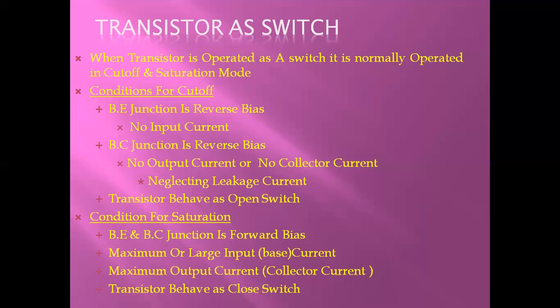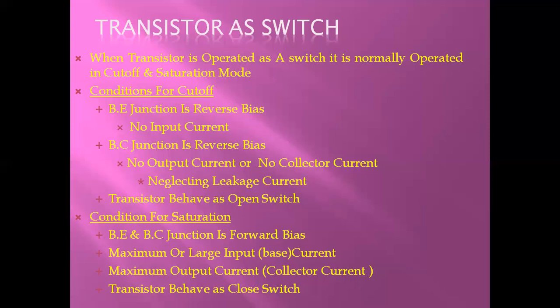So obviously we neglect the leakage currents because there is no collector current and no output. So the transistor here behaves as an open switch. Now the conditions in the case of the saturation mode of operation: the base emitter and base collector junctions are both forward biased.